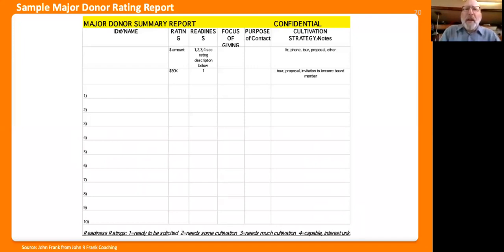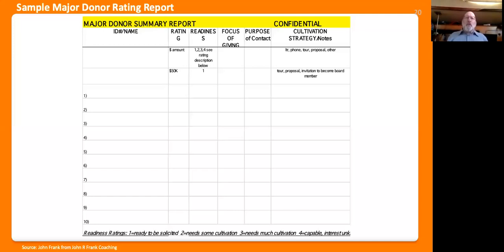Now, I'm going to come back to readiness. The focus of giving might be they love giving to program A, or they love giving to children, or they love giving to this. You might not know that, but we might know that. We put it down. The purpose of the contact would be an annual update. If they're the kind we talk to every year, it might be a first time presentation.